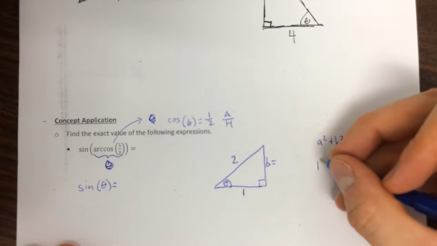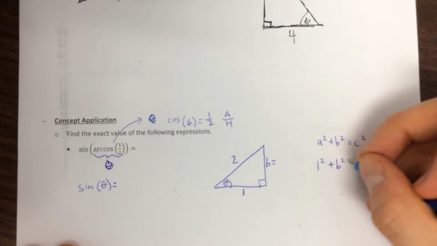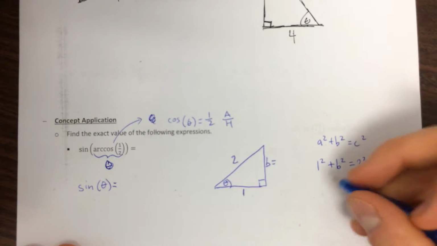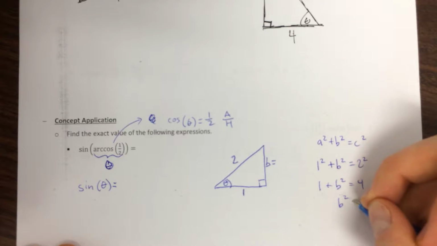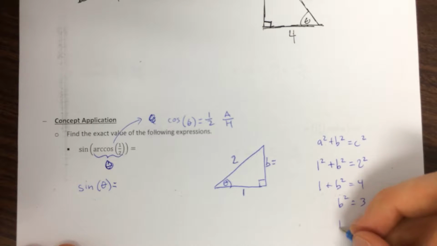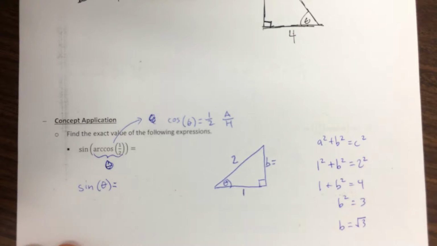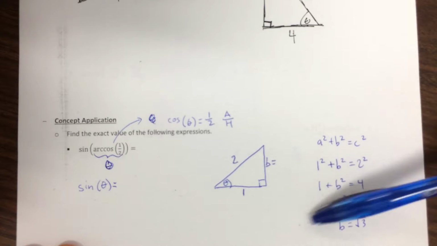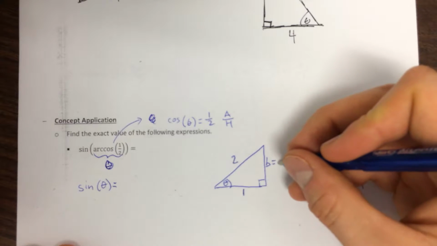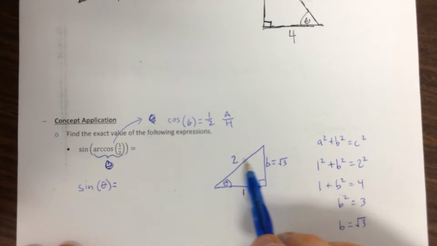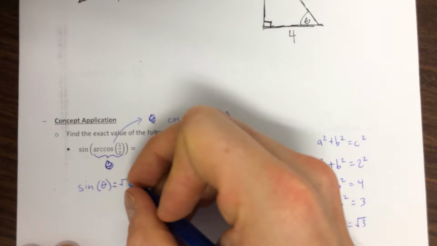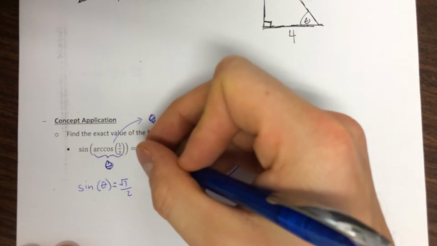And we can solve for b using the Pythagorean theorem. So a would be 1. We could do 1 squared plus b squared equals 2 squared. I'm going to simplify and solve this quickly. If you need to pause it at any time, that's fine. We find that b is equal to the square root of 3. And so now we have everything we need. Sine is opposite over hypotenuse, so sine of theta is square root of 3 over 2.